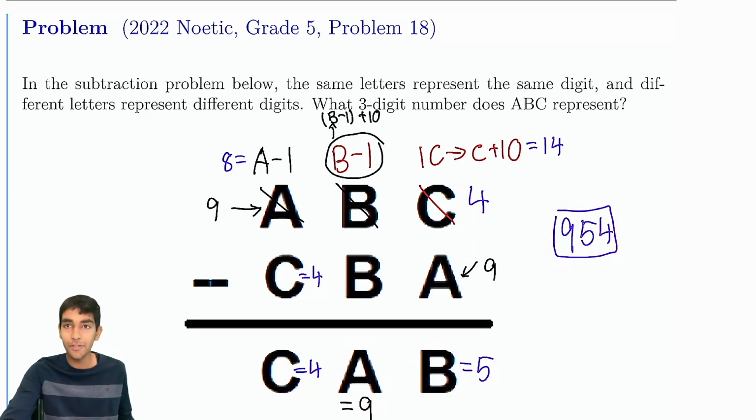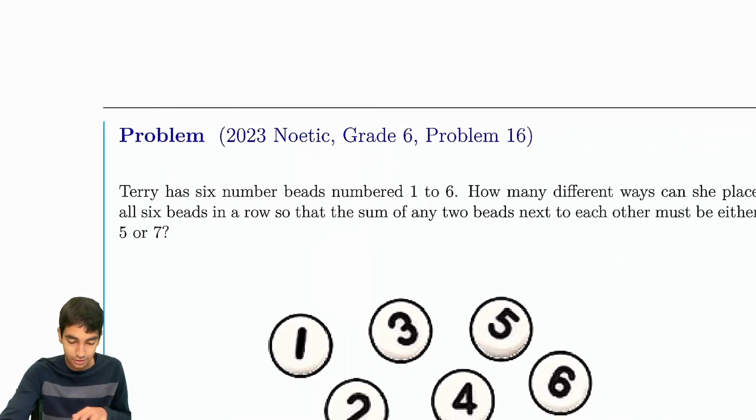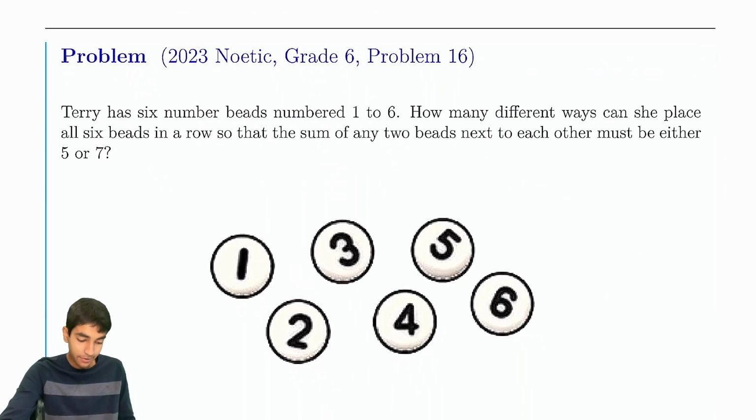So, a cool puzzle. It's a non-standard type of problem. And now let's move on to the next question. Harry has 6 number beads from 1 to 6. How many different ways can she place all 6 beads in a row so that the sum of any 2 beads next to each other must be 5 or 7?